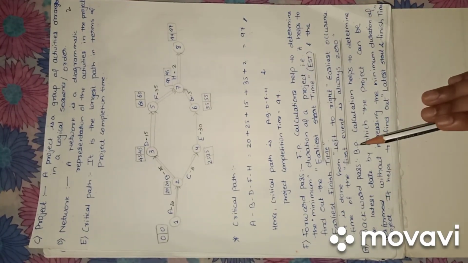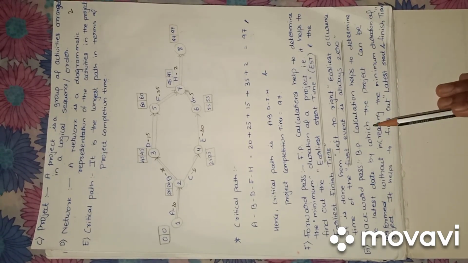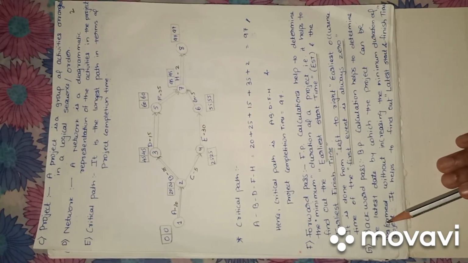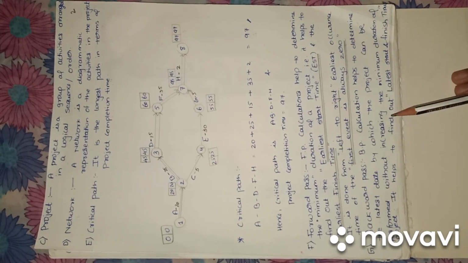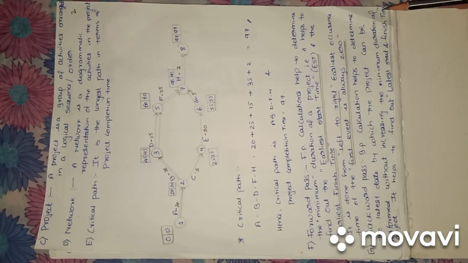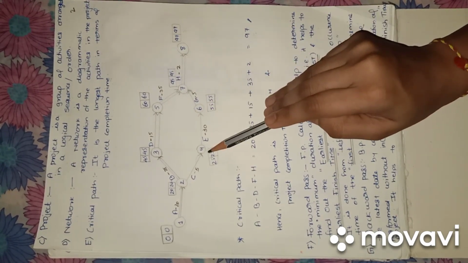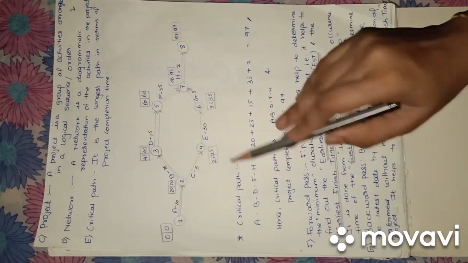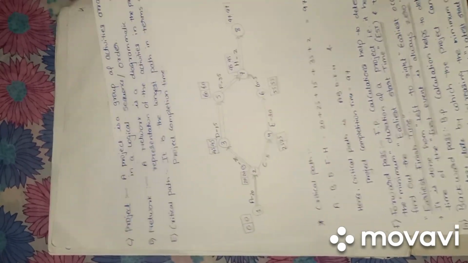Backward pass: backward pass calculation helps to determine the latest date by which the project can be performed without increasing the minimum duration of the project. It helps to find the latest start and finish times. Here the backward pass goes 8 to 7, 7 to 6, 6 to 4, 4 to 1 and so on. This is called the backward pass. Let's understand the questions and the sums with the help of these formulas.